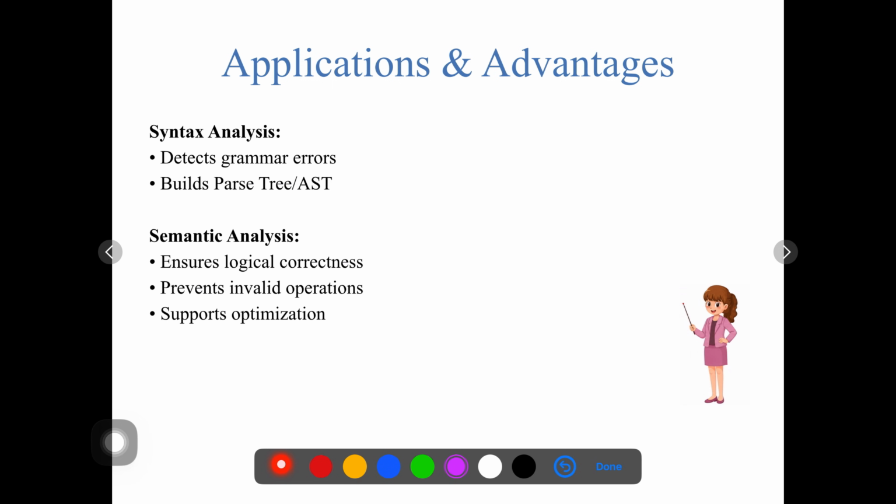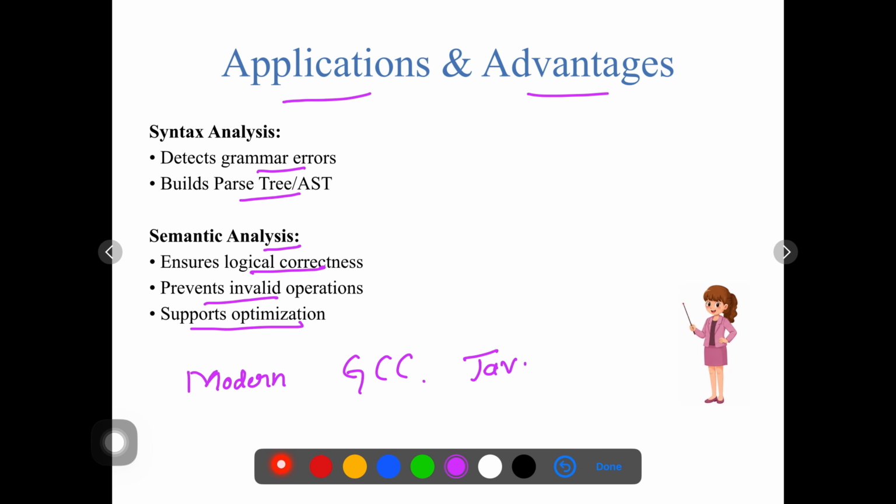The applications and advantages. Syntax analysis detects grammar errors and builds the parse tree and abstract syntax tree, whereas semantic analysis ensures logical correctness, prevents invalid operations, and supports optimization. For applications, modern compilers such as GCC, Javac, and Microsoft Visual C++ use these phases to compile programs efficiently. We'll go to the next slide.